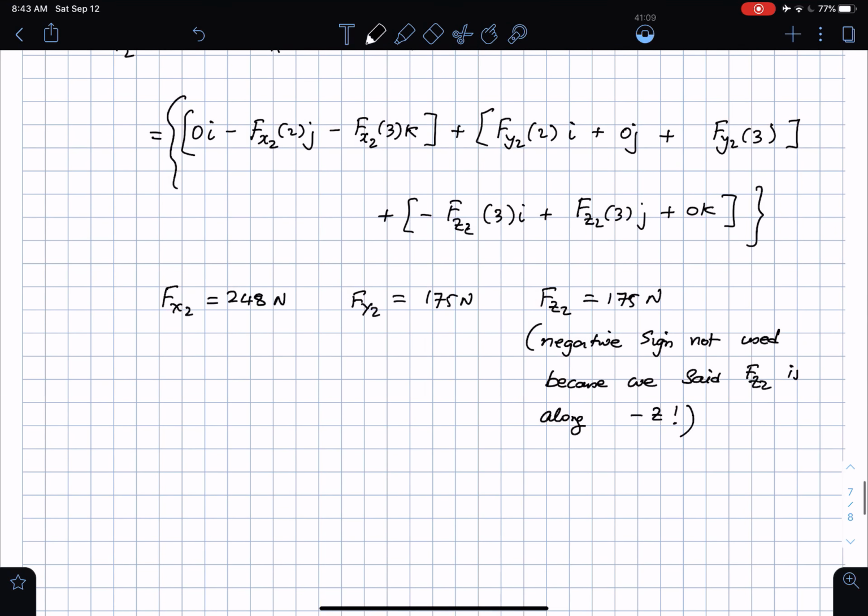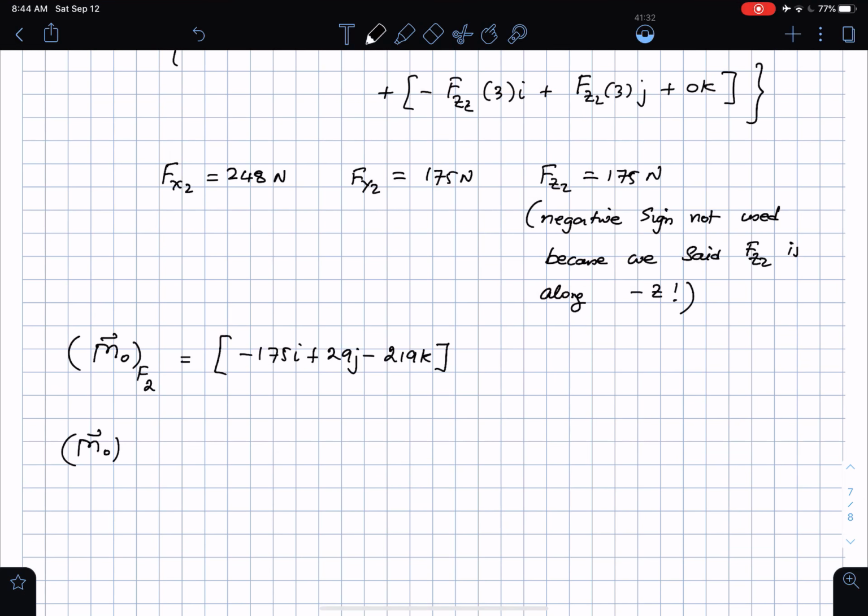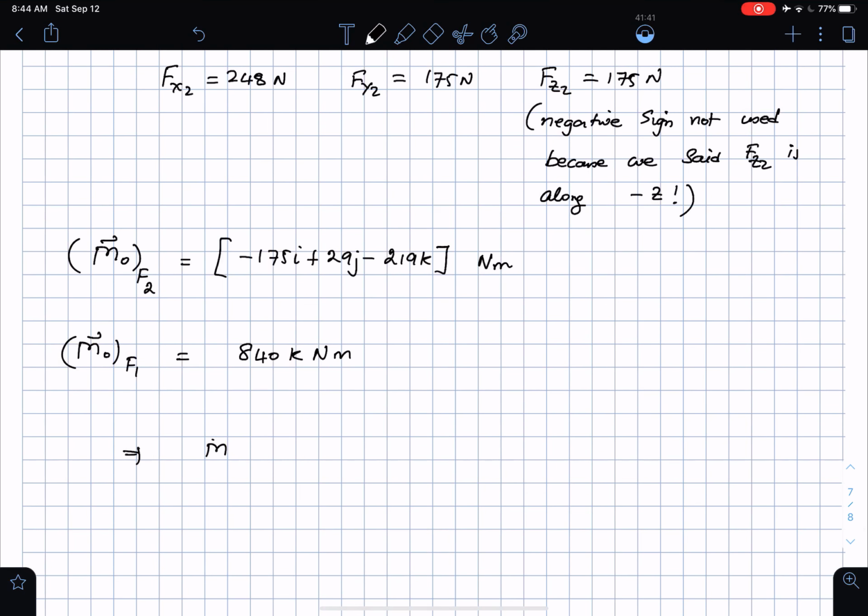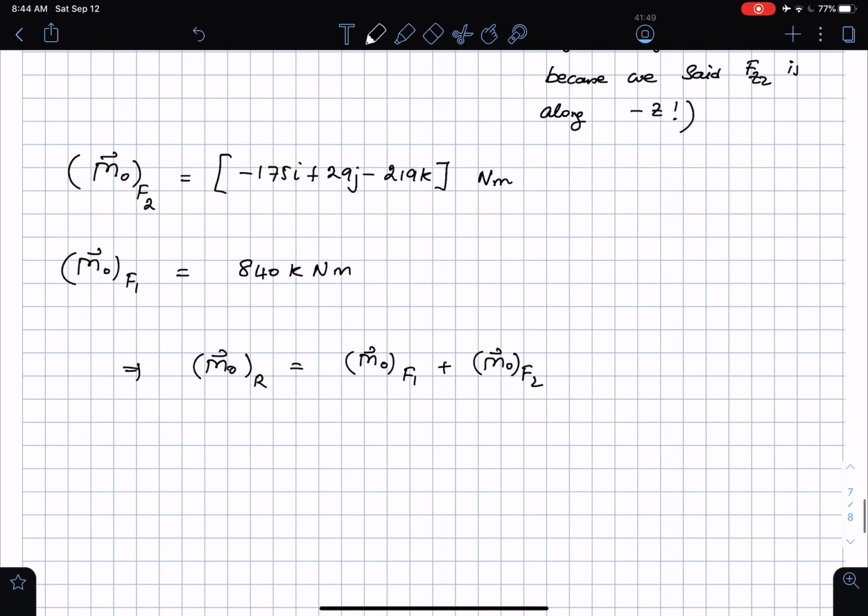Okay, so if I add up everything, I get MO due to F1 and F2 together. MO due to F2, if I do the substitutions and so on, I end up getting minus 175i plus 29j minus 219k. Previously I had MO due to F1, and if you scoot back, it's 840k newton meters. And what do you know? The resultant, which is due to F1 and due to F2, is the same thing.